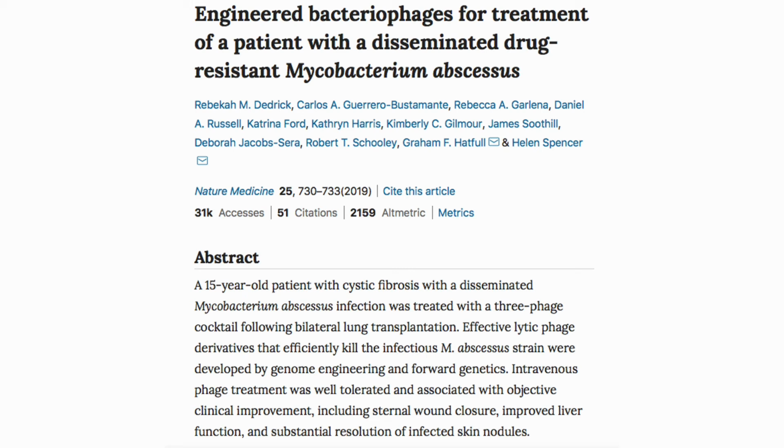And her mother kind of came to the rescue and approached the physician and said, I've heard that you can use bacterial viruses against bacterial pathogens. And of course the physician, who was a transplant physician, knew nothing about this, but said she would look into it. And that led her to a guy named Graham Hatfull, and you can see his name just below the title.